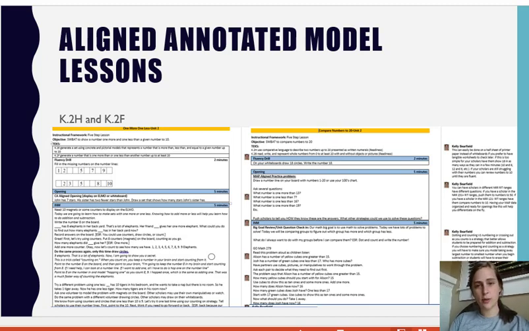Always got to start with that concrete and then have them move to drawing pictures, and then have them move to the more abstract of using a number line to compare those numbers.